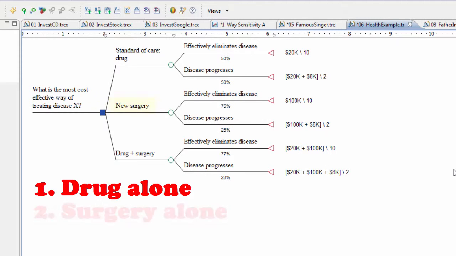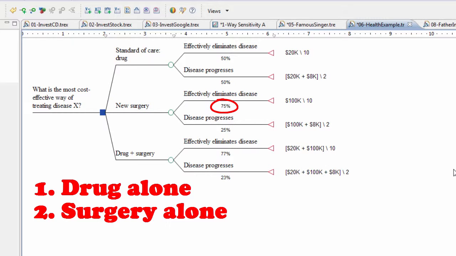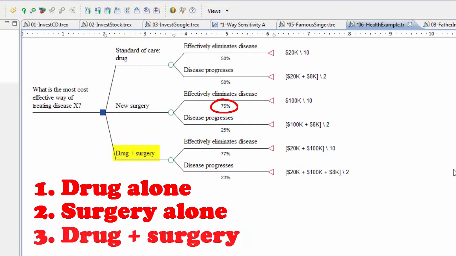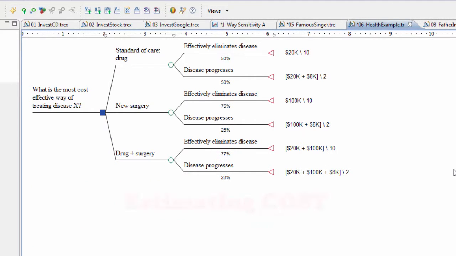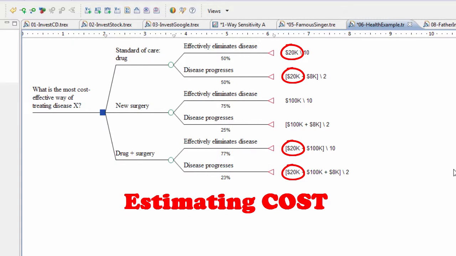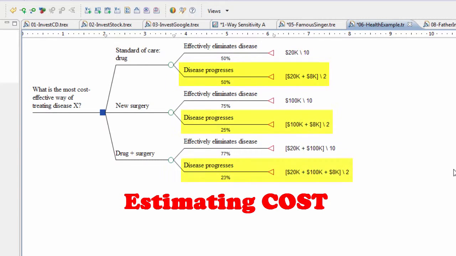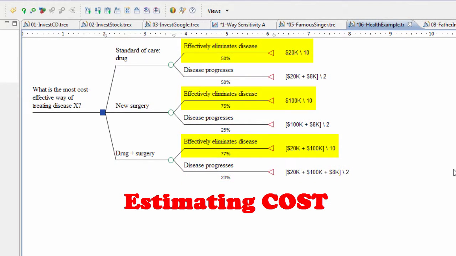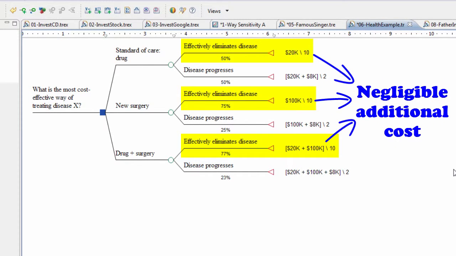But we now have a new nanosurgical procedure that even in the absence of the drug improves effectiveness of disease eradication to 75%. Our final option is to combine the drug and the surgery, which clinical trials have shown improves effectiveness slightly over the surgery alone. The cost of the drug is $20,000, and the cost of the surgery is $100,000. If the treatment is ineffective and the disease progresses, it costs an additional $8,000 in hospital costs. If the treatment is effective, the costs of medical care are deemed negligible for this example.